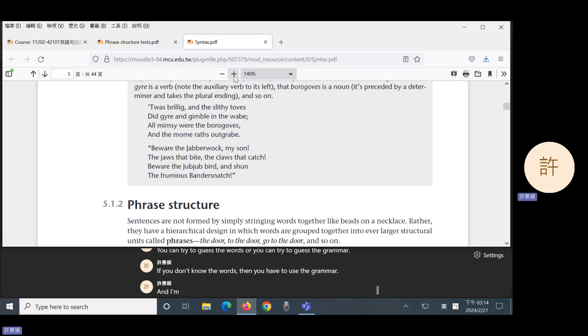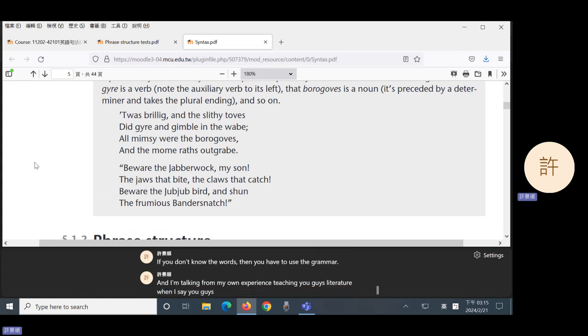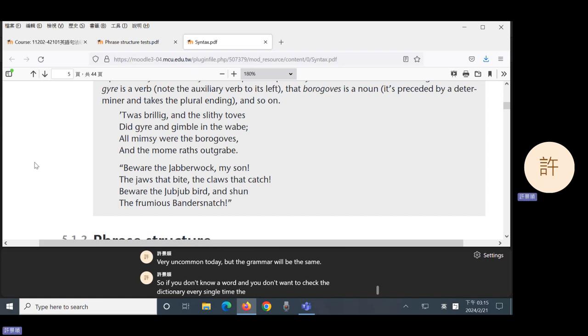If you don't know the words, then you have to use the grammar. And I'm talking from my own experience teaching you guys literature. When I say you guys, I mean Mingchuan students. Next semester in Introduction to British Literature, we will read some older stuff, right? Shakespeare, that kind of thing, where the words can be very different, very uncommon today, but the grammar will be the same. So, if you don't know a word and you don't want to check the dictionary every single time, the only way you can guess the meaning of the word is to use the grammar.